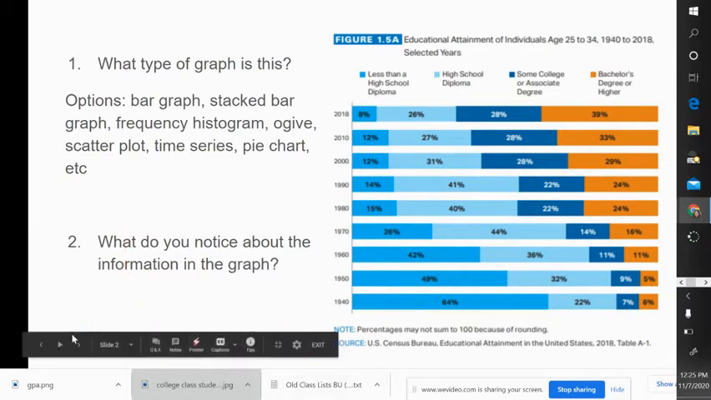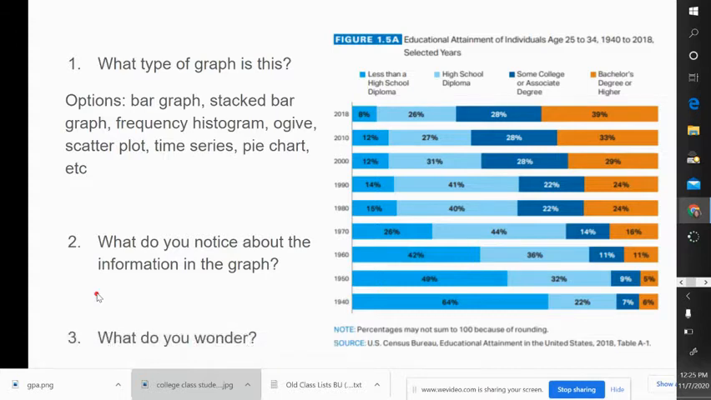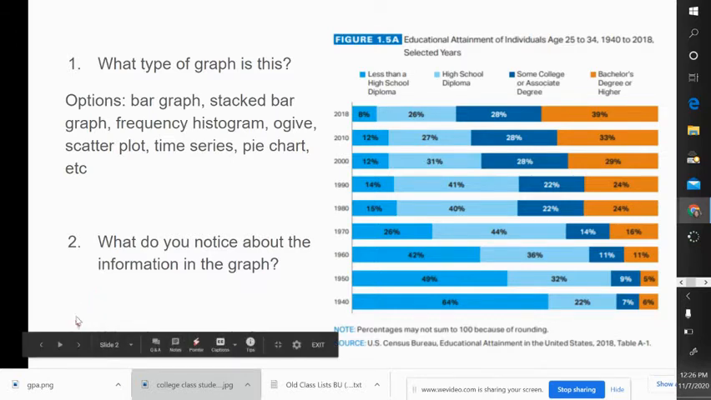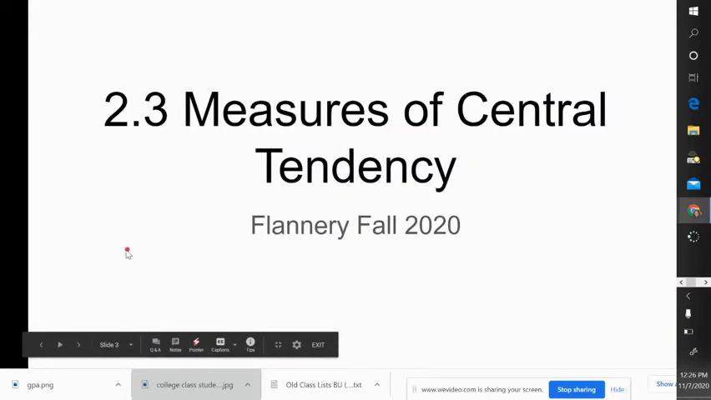And what do you wonder about this? I wonder a lot of things about this. I wonder why the big change. I wonder, is it all guys getting degrees? Is it all girls getting degrees? I wonder a lot of things about this graph. What do you wonder? Okay.